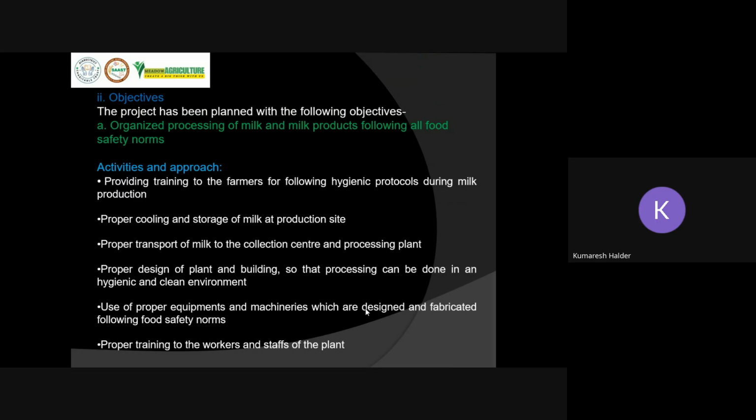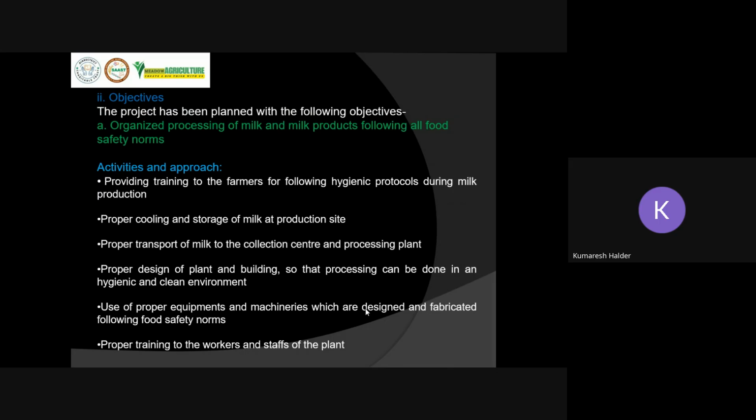There are several activities and approaches involved, in the first objective and the second objective. For the first objective, if we want to produce products following all norms and food safety norms, what we need to do is provide training to the farmers, the people who want to supply milk to your dairy plant, proper cooling and storage of milk at the production site, proper transport of milk to the collection center and processing plant, then proper design of the plant and building, so that processing can be done in a hygienic and clean environment.